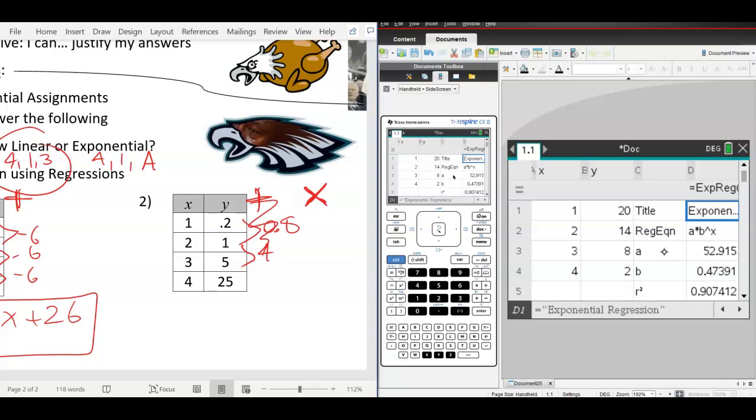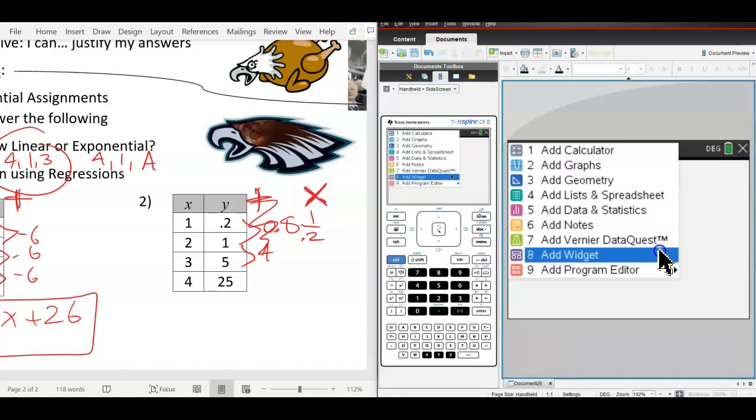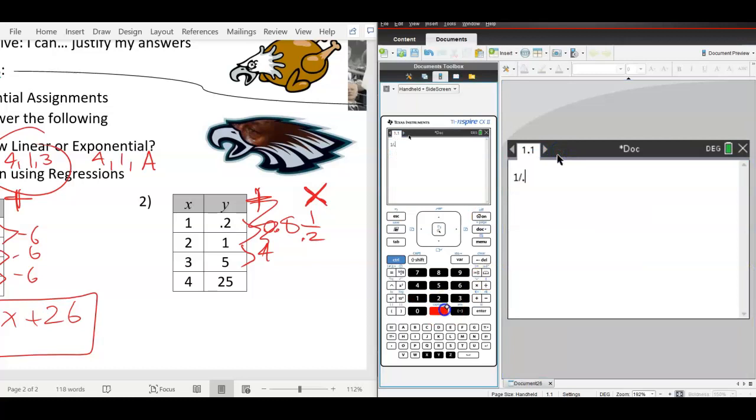So let's divide these. 1 divided by 0.2. I'm going to actually use my calculator to help me out here. 1 divided by 0.2 is 5. Okay, let's do the next one. 5 divided by 1 is 5. 25 divided by 5 is, what do you think? 5. Y'all with me?